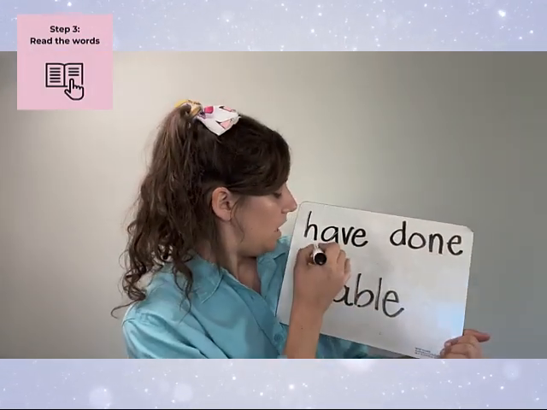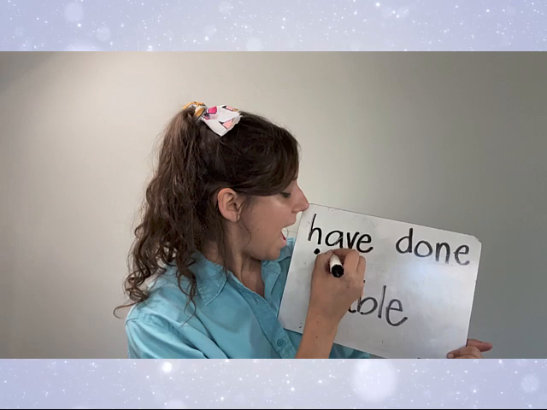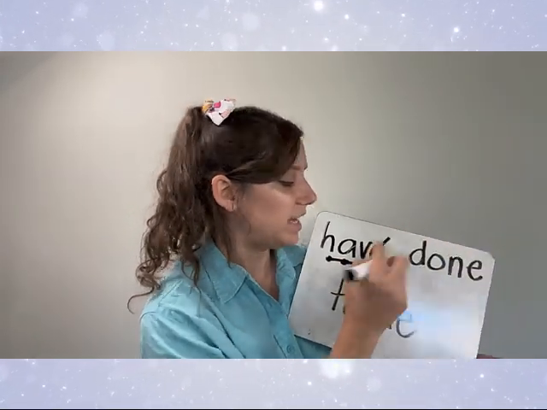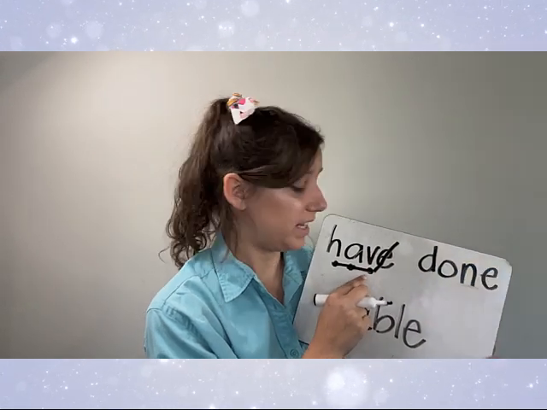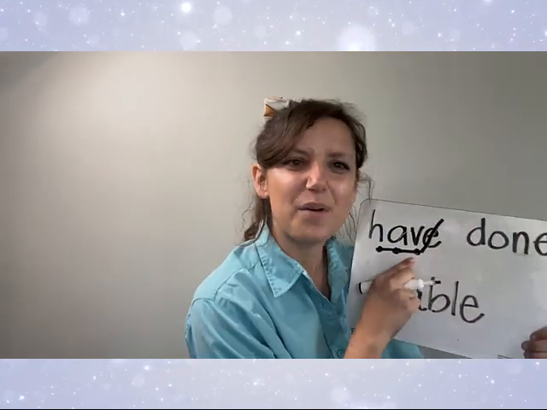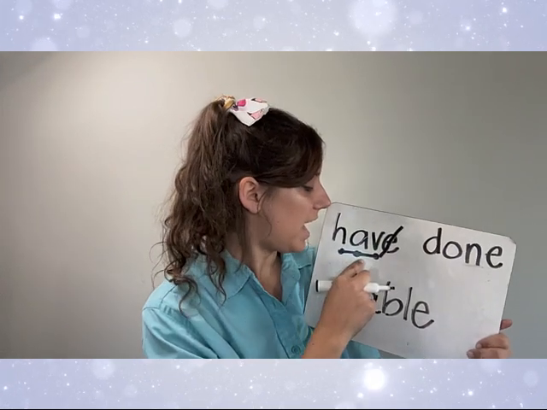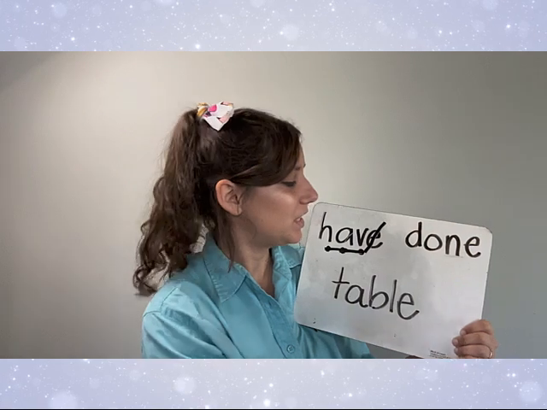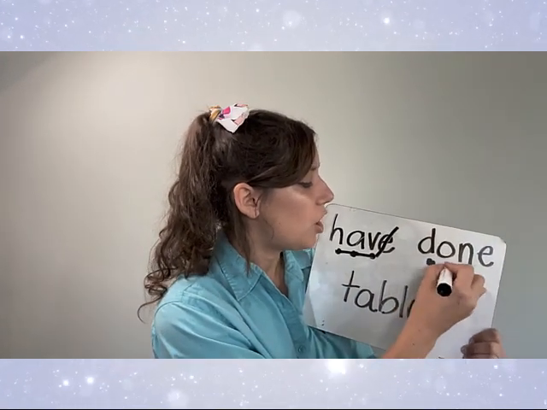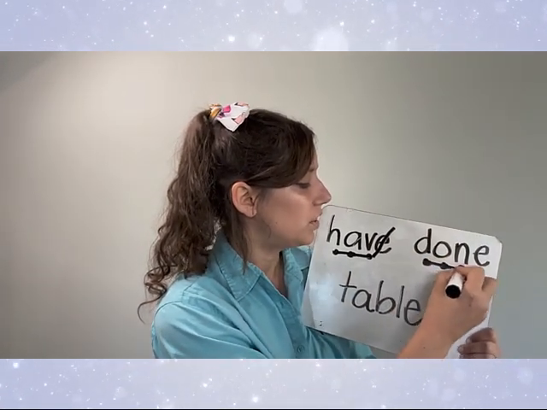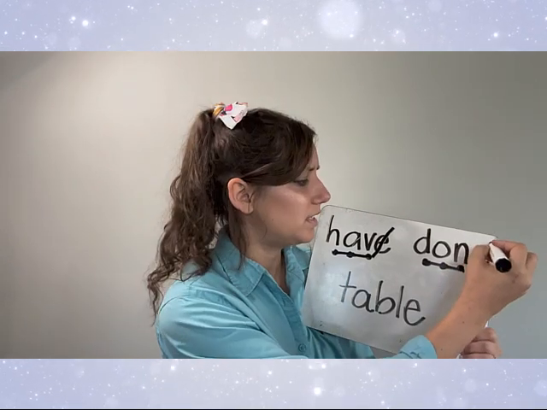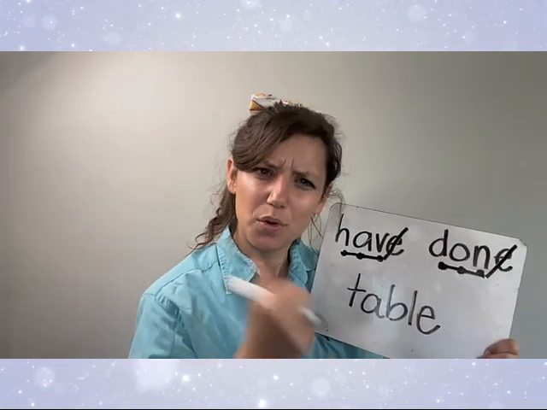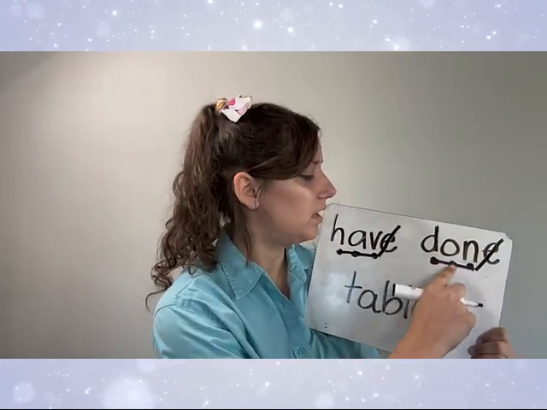Ready? Have. This E is there because the word can't end in V. Have. Now I could flip the sound, have. That's not a word, so I know it's not that one. Let's try this word. Own. That doesn't make sense. It's not there to make the O say its name, so let's try that Old English, done.